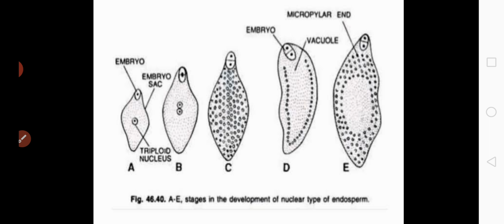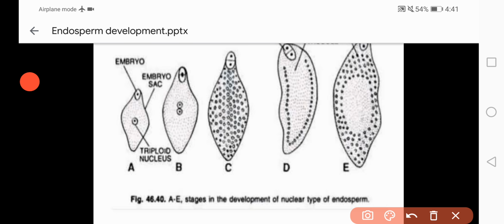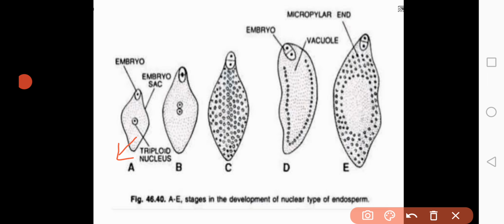So this is the picture of nuclear endosperm formation. Here you can see the first stage. In the first stage, this is the primary endosperm cell or primary endosperm nucleus, which is formed by the fusion of the secondary nucleus and male gamete. After the formation of the primary endosperm nucleus, the nucleus divides so that it produces many nuclei.